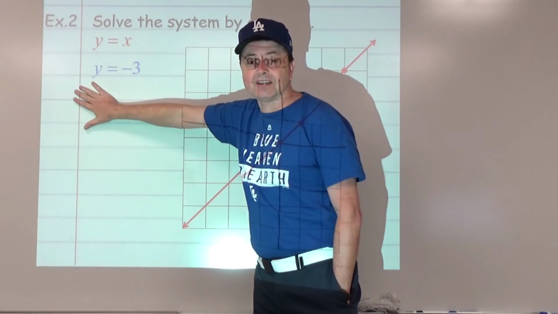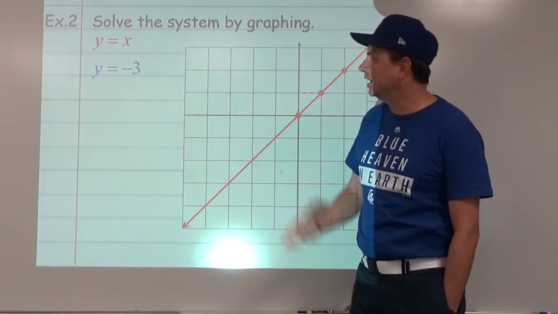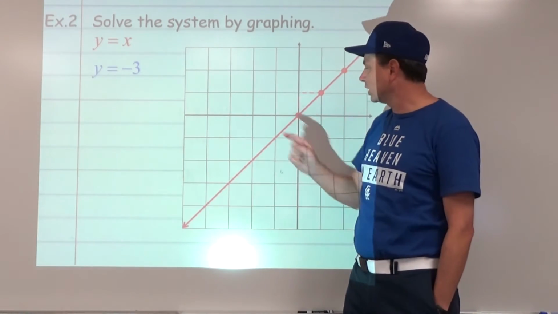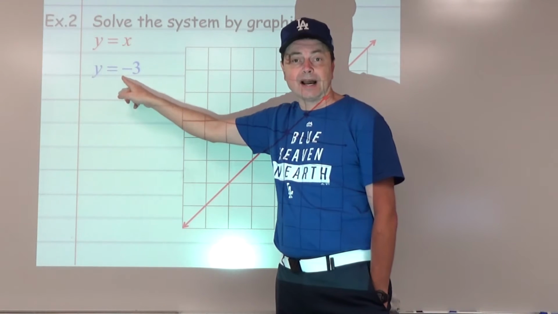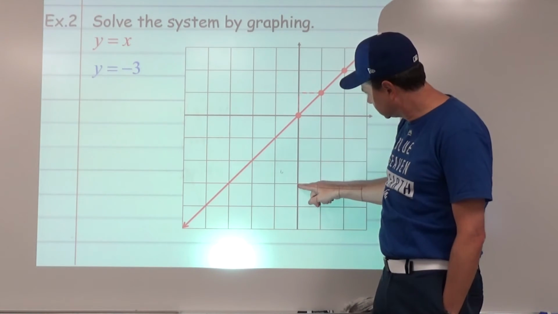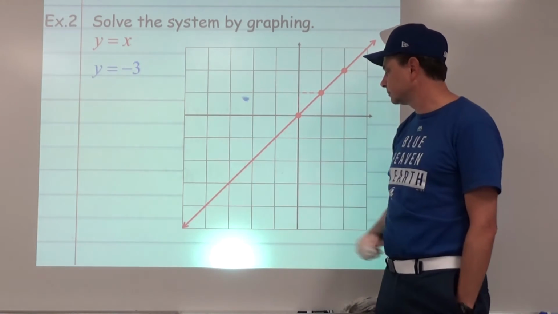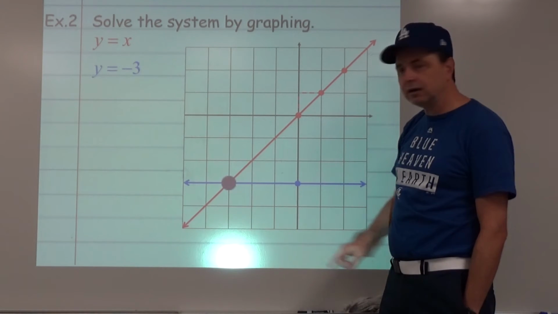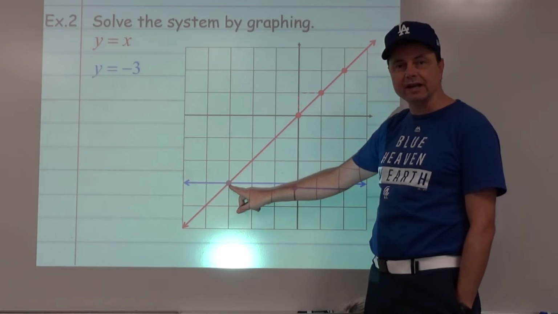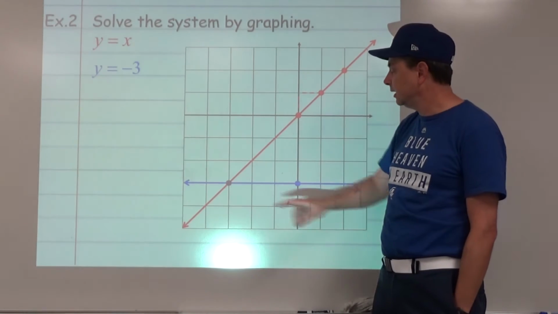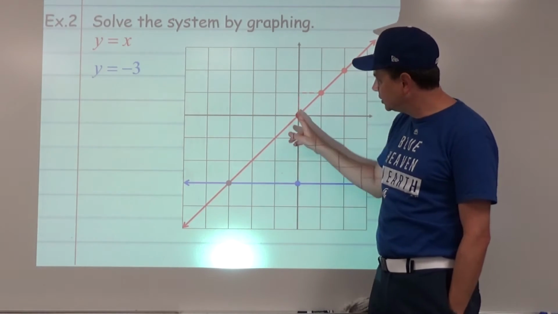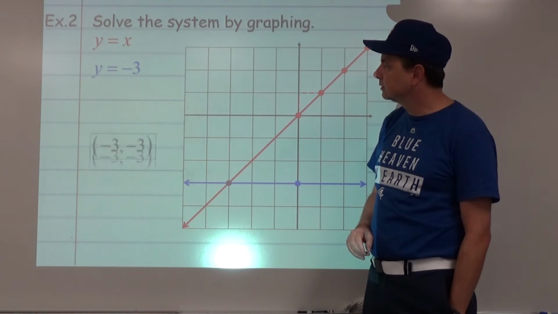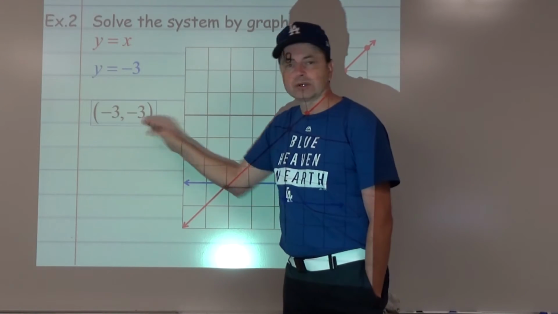All right, now this one doesn't have an x, so that one's a special line. Y equals is the horizontal kind, so we're going to go to -3 on the y-axis, and we're going to go horizontal. All right, here's where they intersect. Make sure we're real careful about it. And now as far as location, left 3, down 3. There's our solution, -3 comma -3.